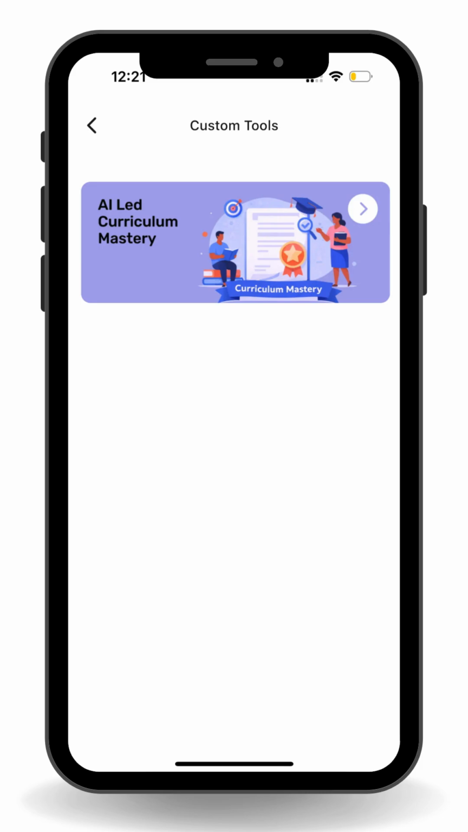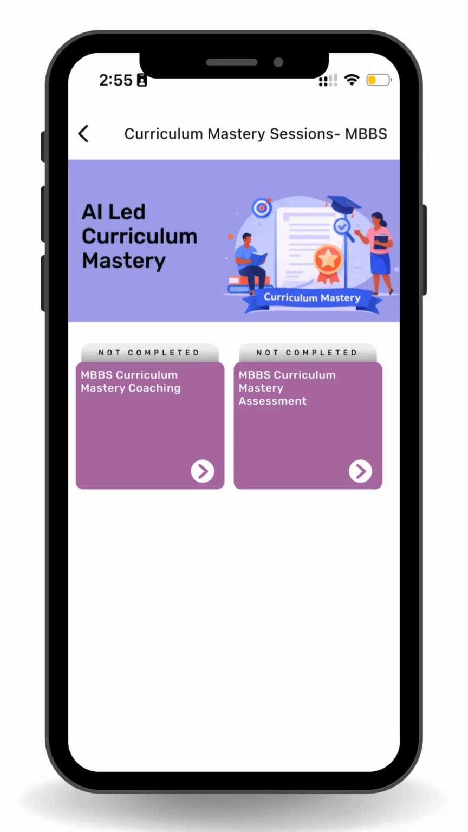Mensa's curriculum mastery tool turns college syllabus into a structured, searchable learning map. It can integrate a university's entire curriculum into a digital academic ecosystem. When you open the tool, you see the two main parts: AI led coaching and AI led assessment.